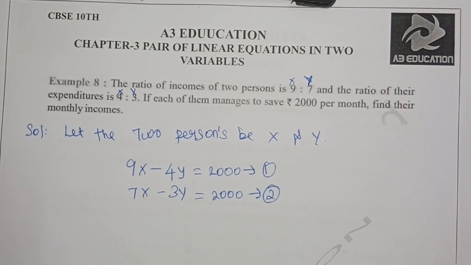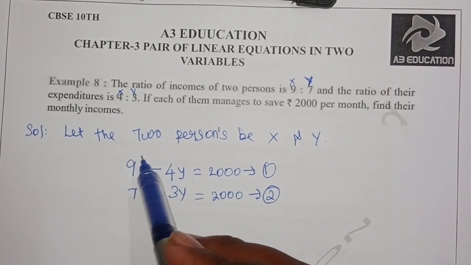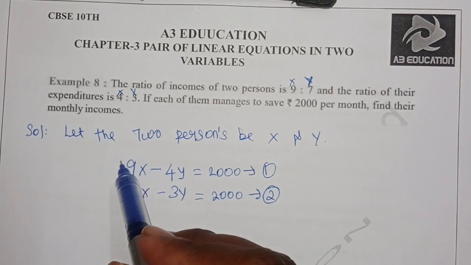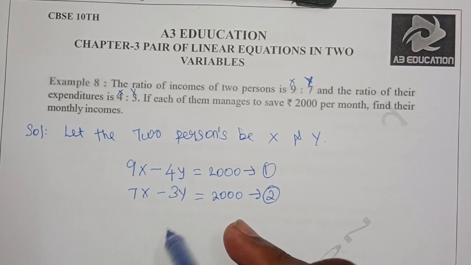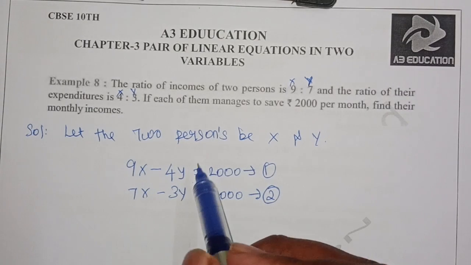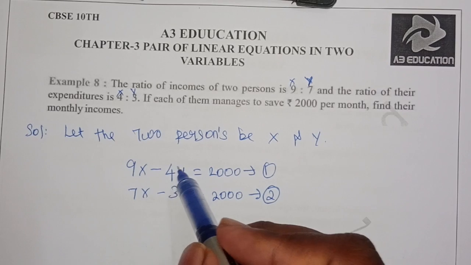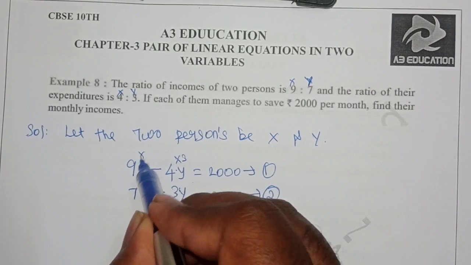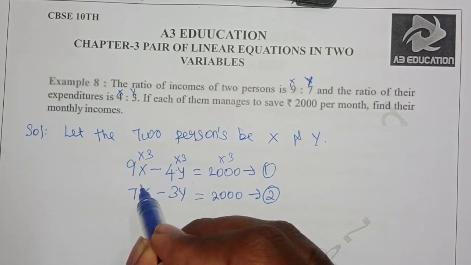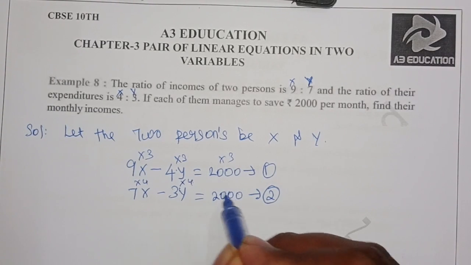Here we can use the elimination method. From this exercise and example sum, we can use the elimination method. Elimination method means eliminating any one variable. You can take the x variable or the y variable. Here the y coefficients are small, so eliminating y is very easy. How will you eliminate? Taking LCM of 4 and 3, the LCM is 12. Therefore, multiply the first equation fully by 3 and the second equation fully by 4.